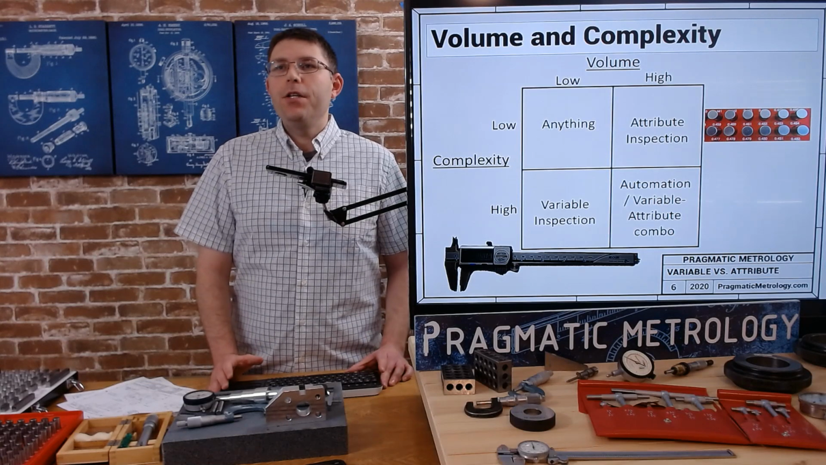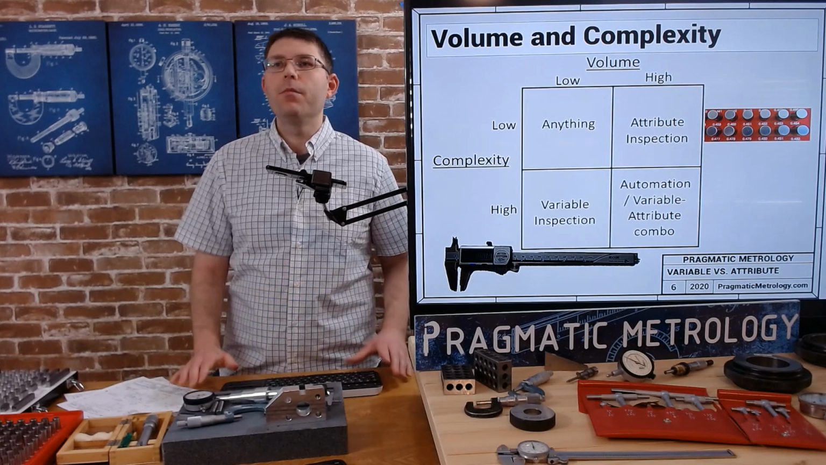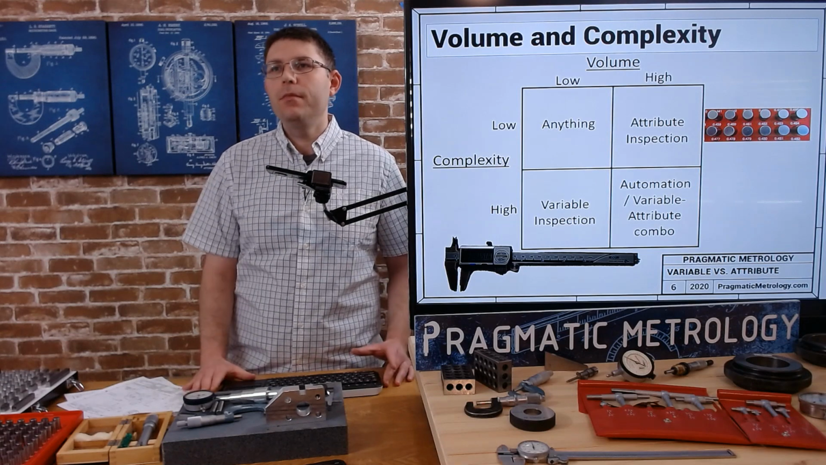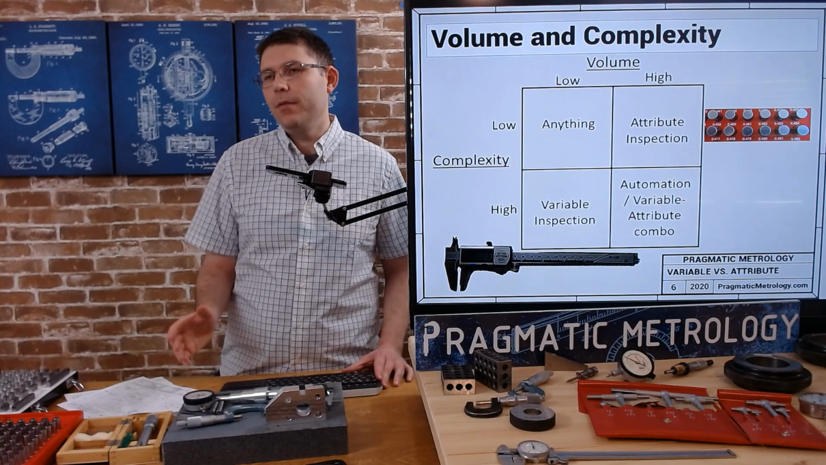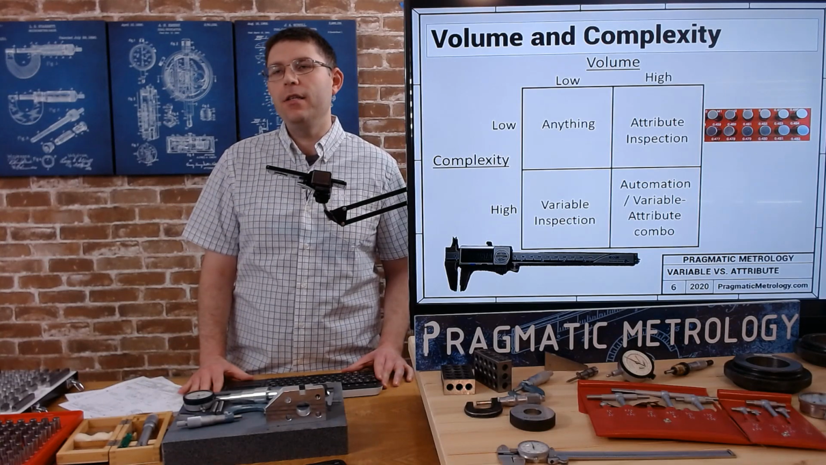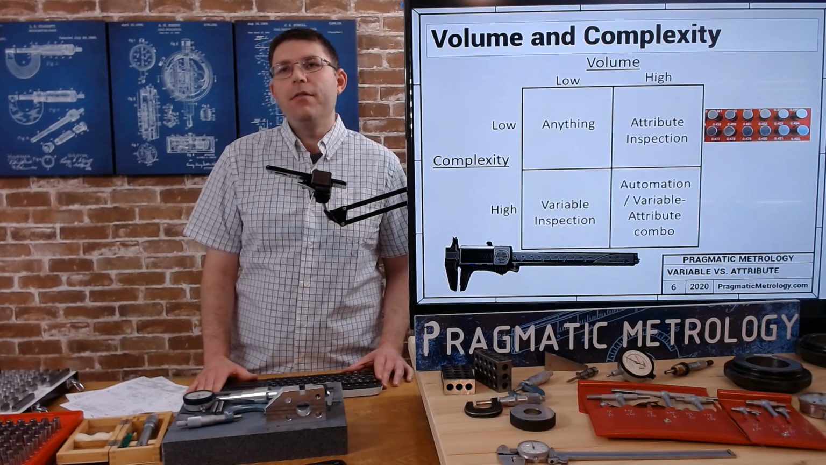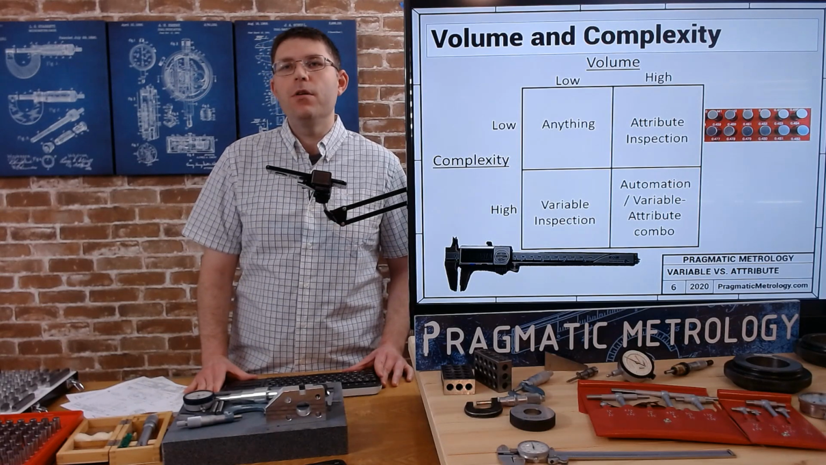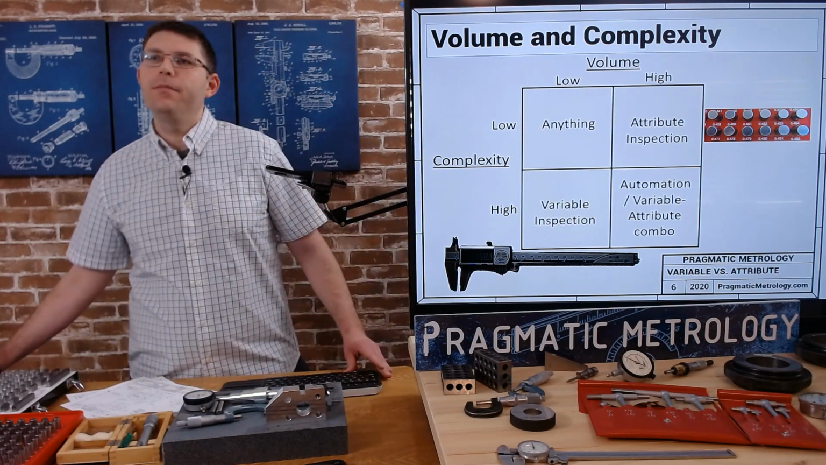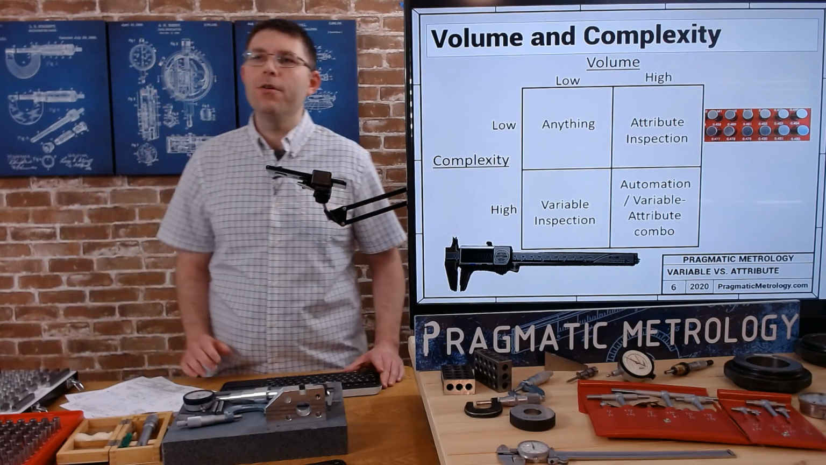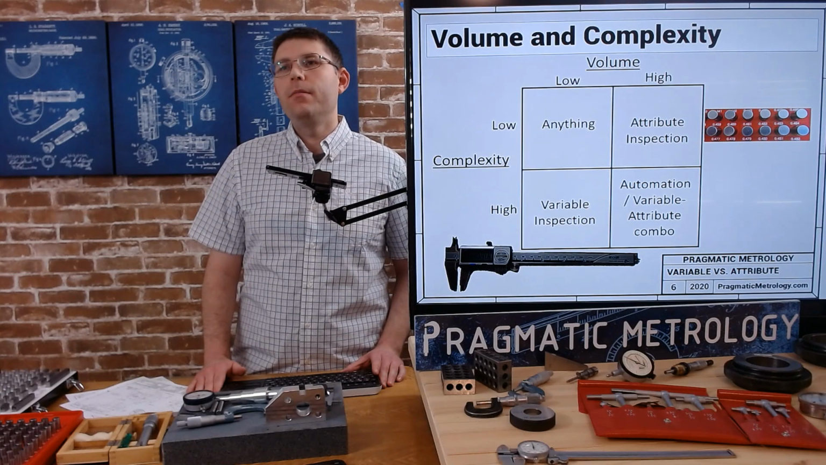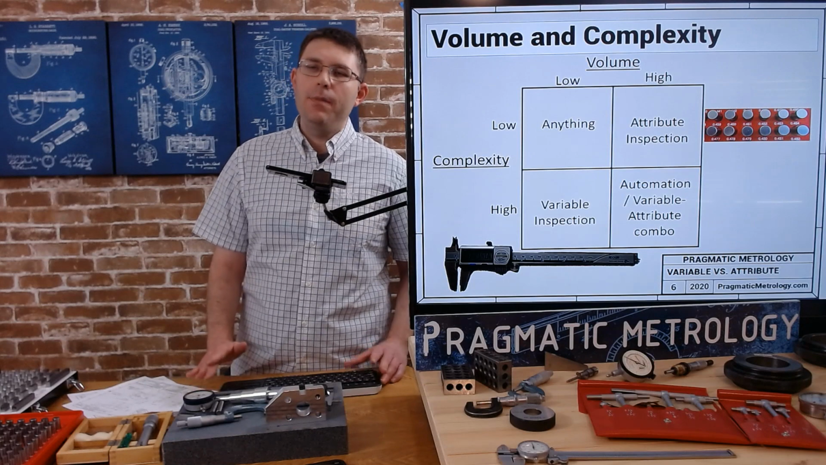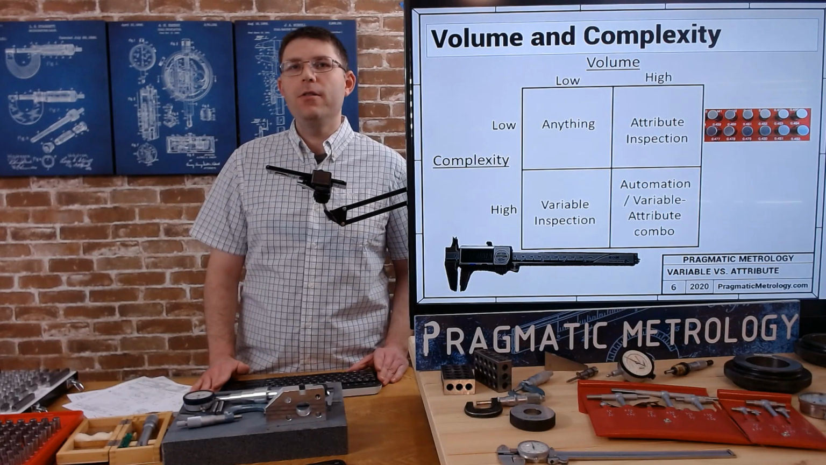So, a little graphic here. On the top side, you're going from low to high in terms of volume. When you have low volume, you could use anything. It may not matter. Low volume, low complexity, either one. That's kind of the no-brainer type of checks. So go ahead and use whatever you're comfortable with, whatever you're confident in. For the high volume but low complexity, grab your gauge pins or your drill blocks, set up a go no-go. For your low volume but high complexity, that's probably going to lend itself to a variable gauge inspection.